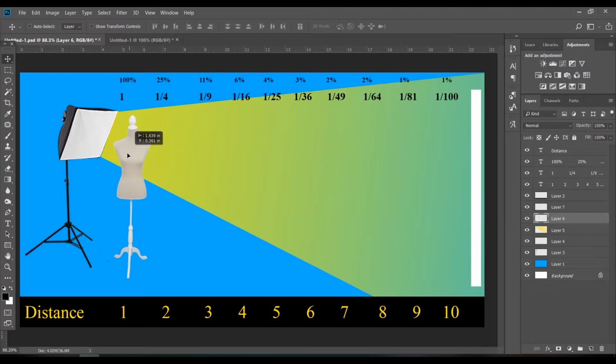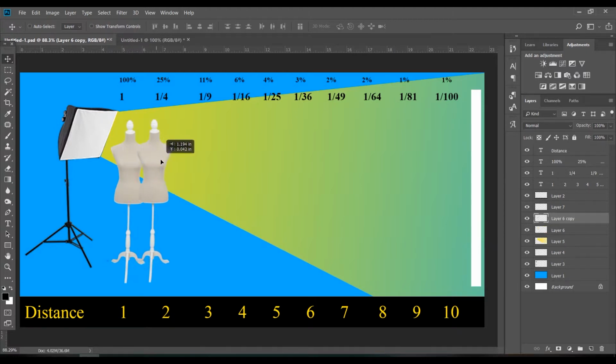So if you had, let's say, 2 mannequins like this, one behind the other, what's going to happen is that if you expose your shot for the first mannequin, that is receiving 100% of the light, but the mannequin behind it will receive only 25% of the light. Therefore, it's going to be underexposed as compared to the first mannequin by 75%. So it's going to be 75% darker than your first mannequin, right?